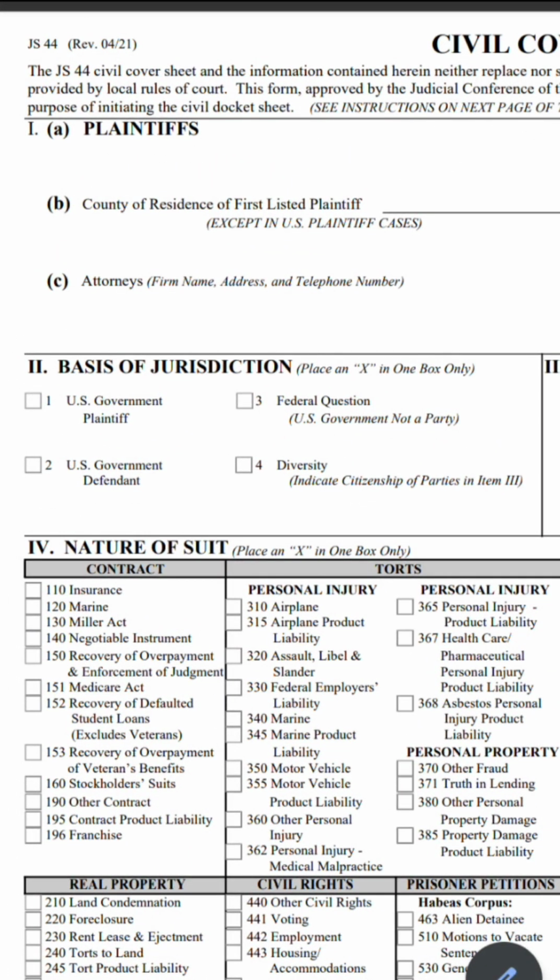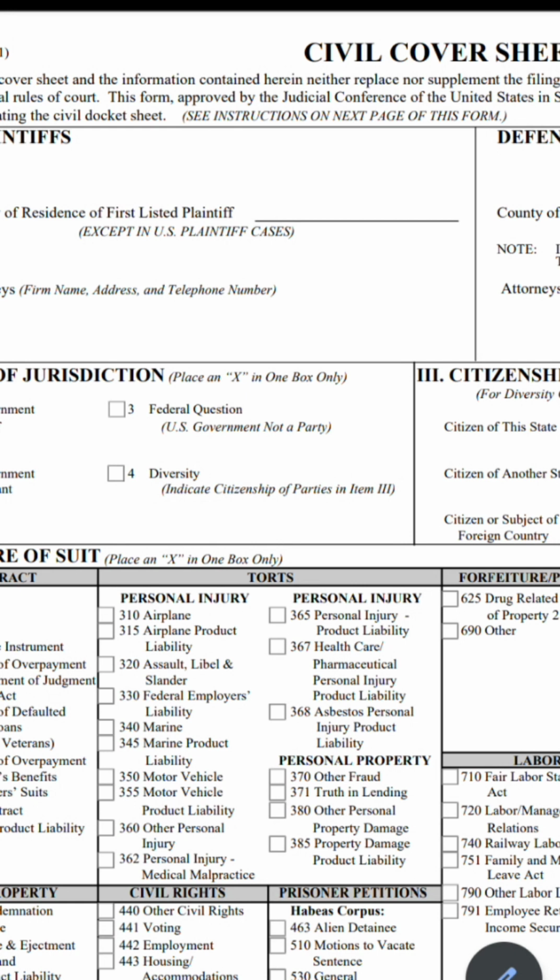Okay, basics of jurisdiction. It's going to be either U.S. government plaintiff, U.S. government defendant, federal question, or diversity. Federal question is where we use the Constitution, U.S. Code, CFRs, and treaties. Diversity is typically when you're in a different state than the people or company you're suing. The company is typically incorporated in a different state, as well as having its headquarters elsewhere. They are citizens of the states where they are incorporated and where their headquarters is.